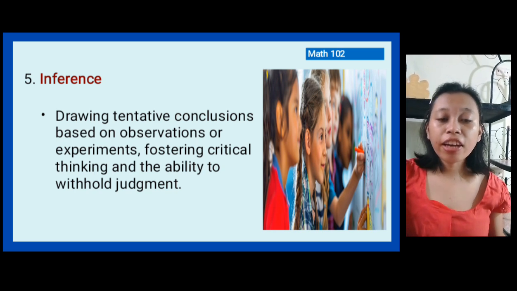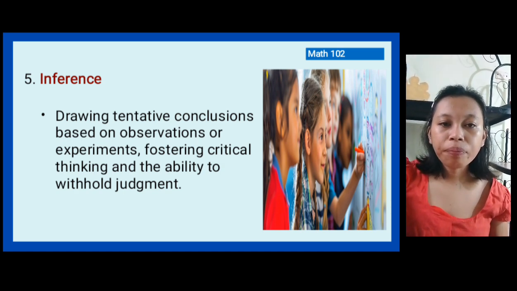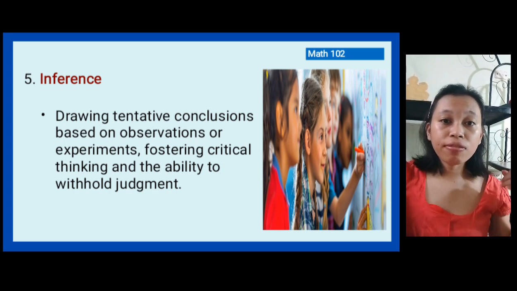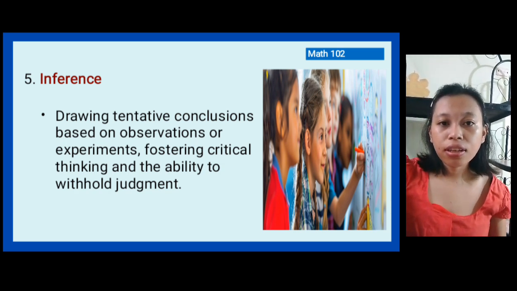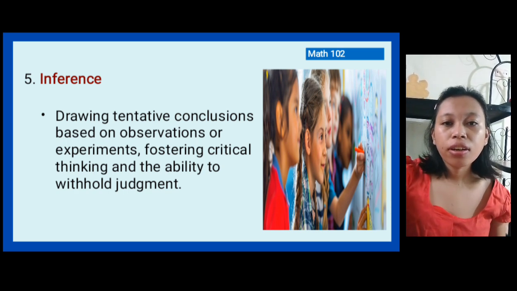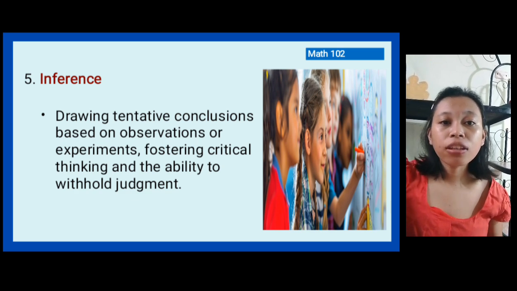The last is inference. Drawing tentative conclusions based on observations or experiments, fostering critical thinking and ability to withhold judgment. This is about drawing conclusions based on observations and evidence. Example, students observe that their plants have grown taller in the sunny window than those in a darker corner. They infer that sunlight is essential for plant growth.